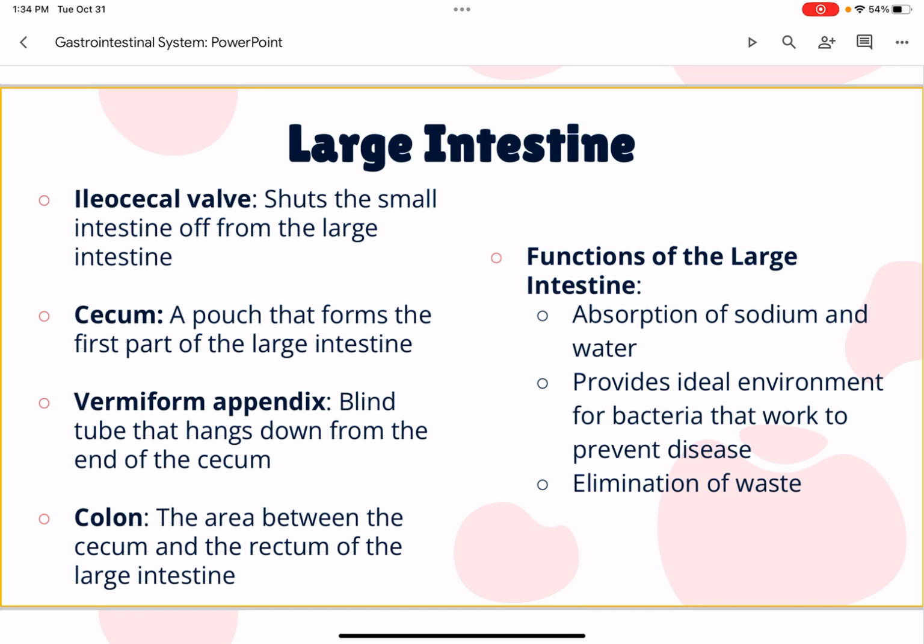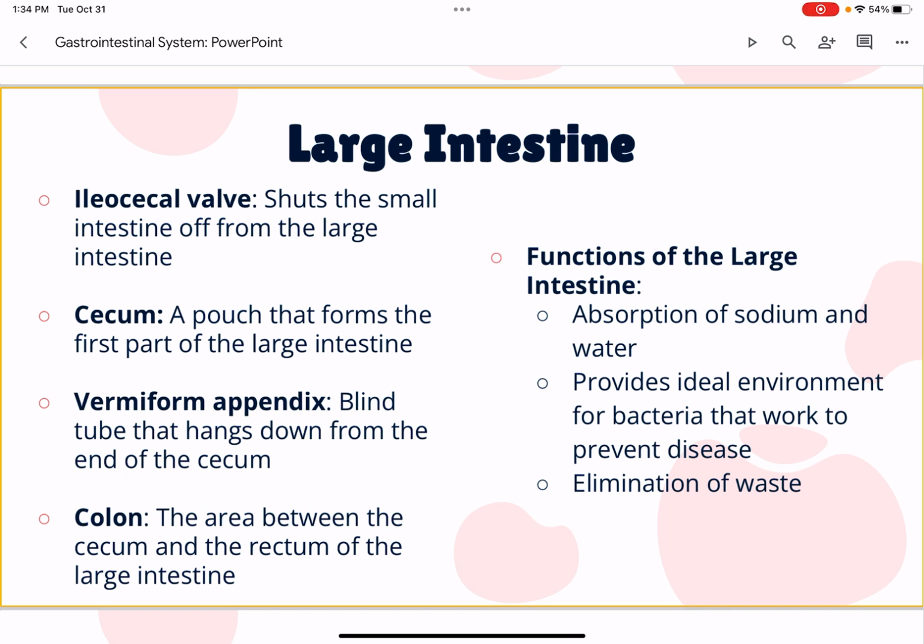The cecum is a pouch that forms the first part of the large intestine. The vermiform appendix is a blind tube that hangs down from the end of the cecum. The colon is the area between the cecum and the rectum of the large intestine. The ascending colon extends from the cecum straight up to the lower border of the liver. As it turns horizontally, it becomes the transverse colon. The transverse colon extends across the abdomen below the liver and stomach.